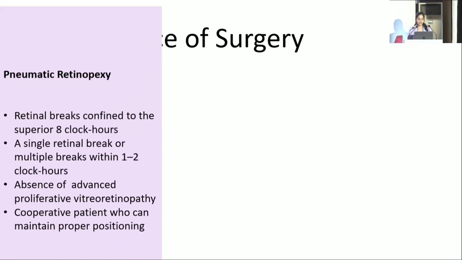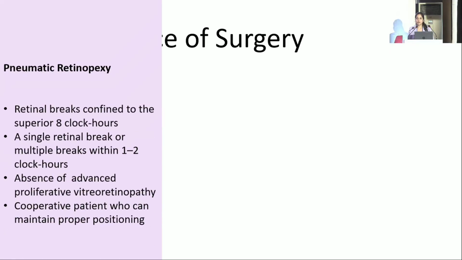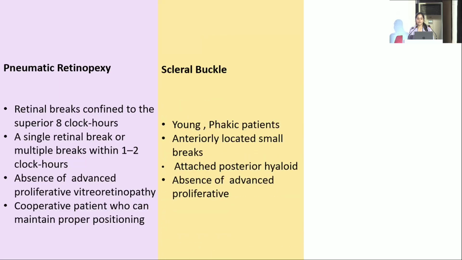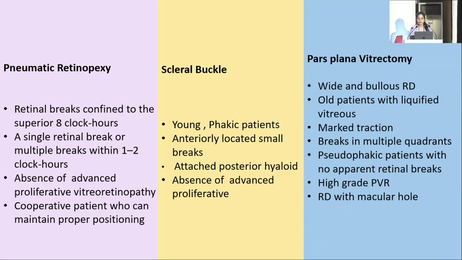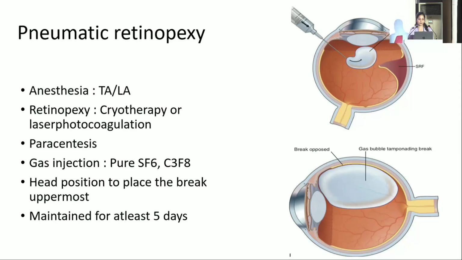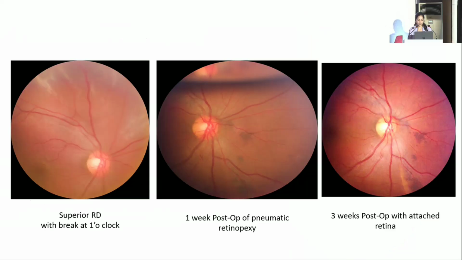Coming to the choice of surgery, in a cooperative patient who has a superiorly located single break and no changes of proliferation, we can go for a pneumatic retinopexy, while a young phakic patient with an anteriorly located break is an ideal candidate for scleral buckle. In a patient with wide bullous RD, marked traction, and tears in multiple quadrants, we can go for a pars plana vitrectomy. For pneumatic retinopexy, the retinopexy can be done by cryotherapy or laser photocoagulation, and paracentesis is done before gas injection. After injection, we ask the patient to maintain a particular head position so that the break is in the superiormost position.